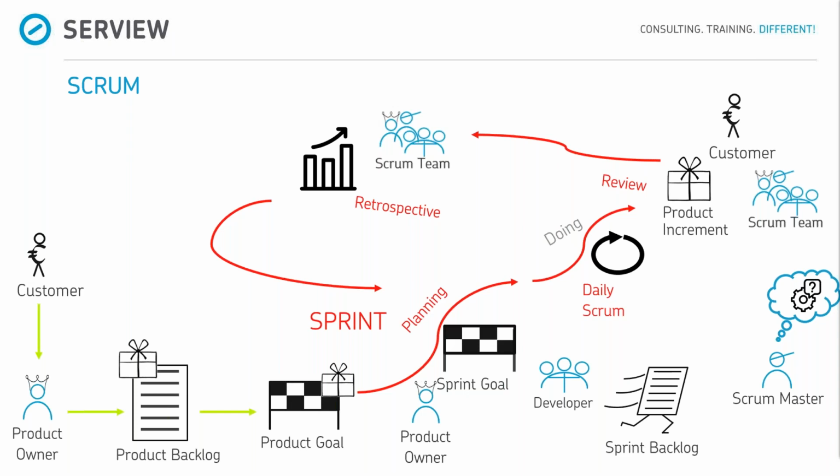And through the iterative involvement of the customer in the review, you can get fast and regular feedback that causes a better product at the end. The retrospectives are also a very good thing in Scrum because they allow continuous improvement of the Scrum process, so that you can work more efficiently.